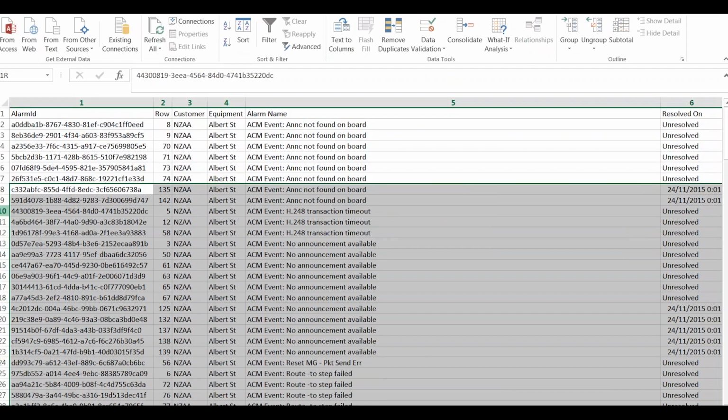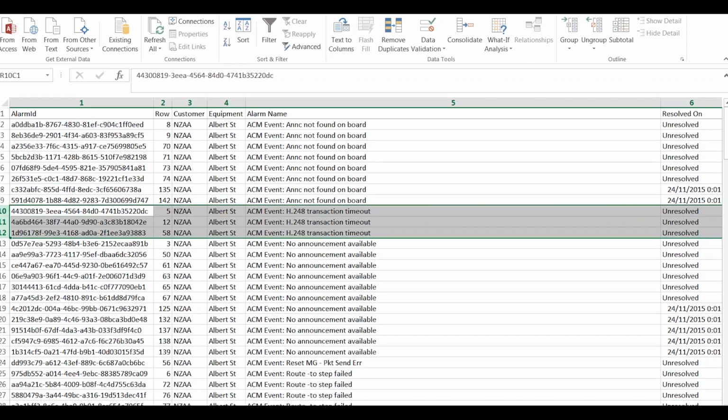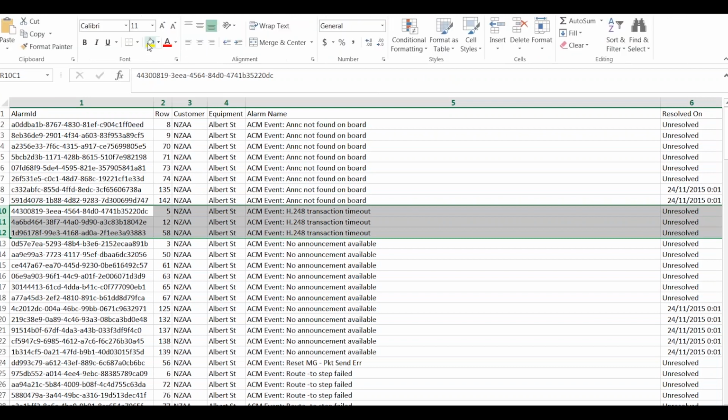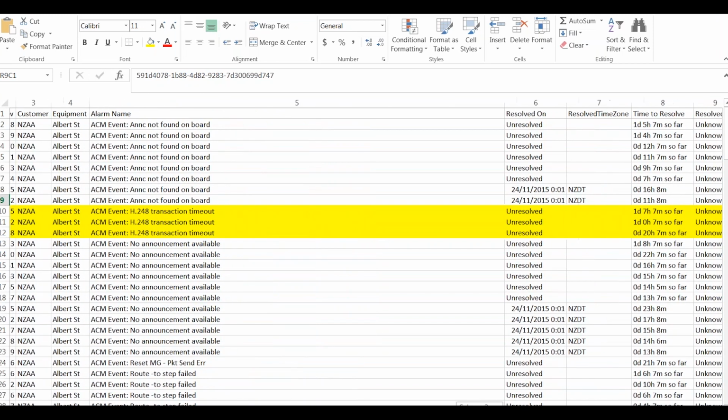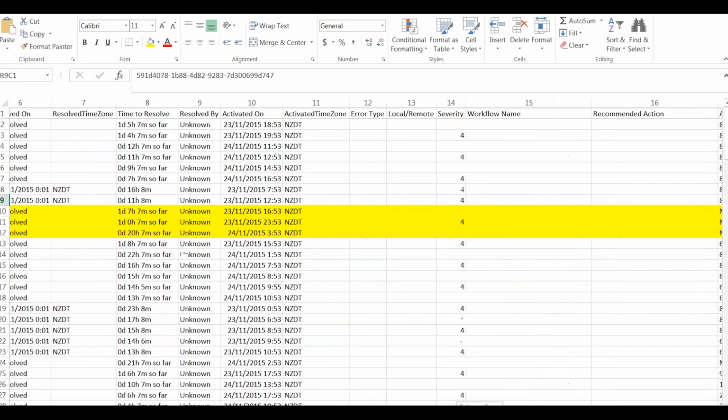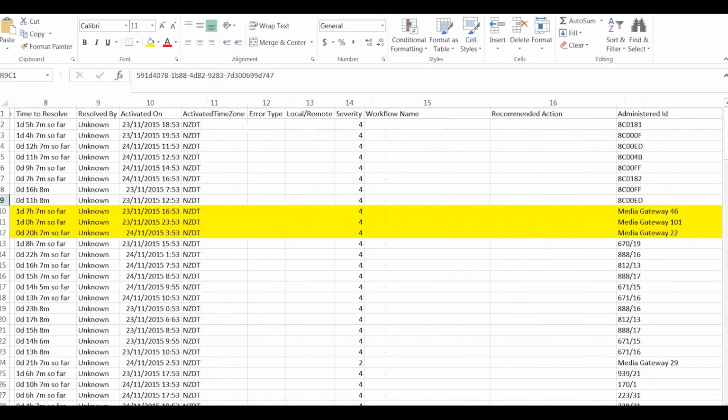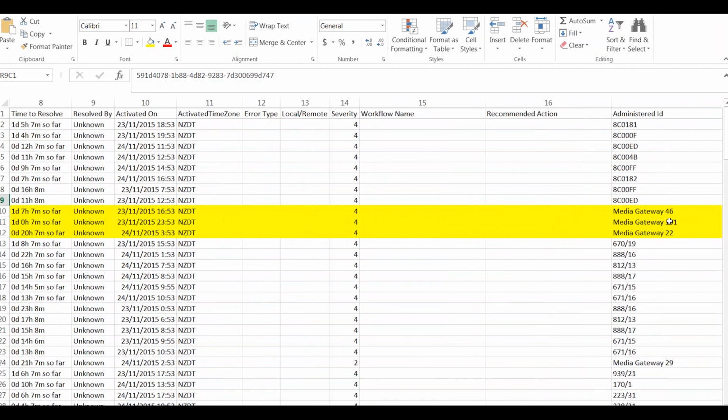What I'm looking for here, and is standing out, is we're getting H248 transaction timeouts. What that means for this customer is that they've had media gateways that are not happy with their connection back to the media gateway controller. And if we scroll across the page a little here, we'll see that it affected multiple media gateways.